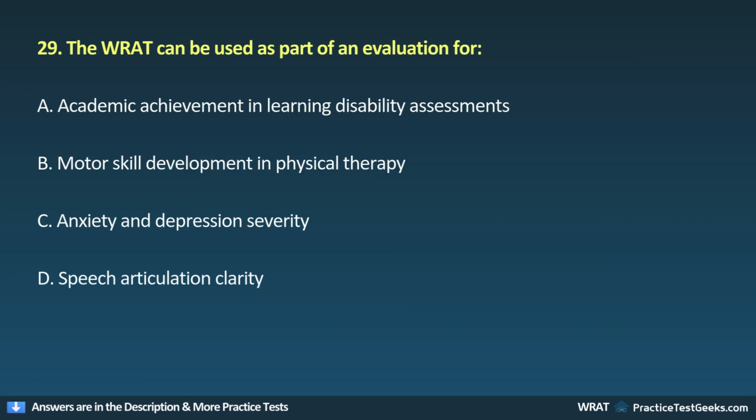29. The WRAT can be used as part of an evaluation for: A. Academic achievement in learning disability assessments. B. Motor skill development in physical therapy. C. Anxiety and depression severity. D. Speech articulation clarity.